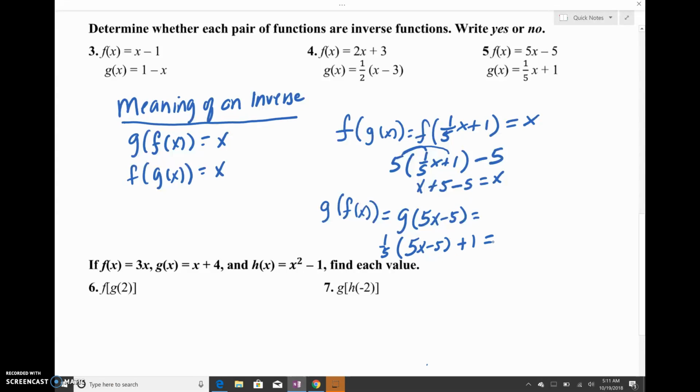What you're going to do is go ahead and simplify by applying the distributive property. 1/5 times 5x gives you x, and 1/5 times negative 5 gives you minus 1 plus 1. And when we simplify negative 1 plus 1, we get x. So you notice that f of g of x will yield an x, and we know that g of f of x will also give us an x. So that means that these two functions are indeed an inverse of each other.